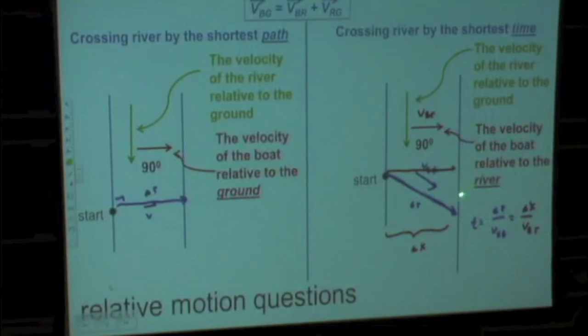If you want to calculate the time, again, you can do it differently. You can calculate the total distance traveled. That's this hypotenuse. And then you could use the speed relative to the ground. Or you can use only the horizontal component of this, which is the width of the river. But in that case, you should use the velocity of the boat relative to the river.